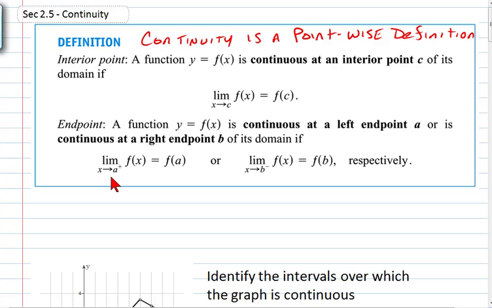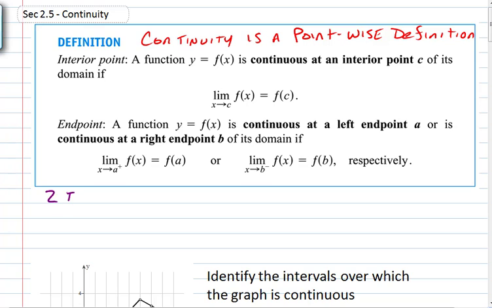It's just that if you're approaching from the left, you want the limit to be defined and to be the same value as the function. And as you're approaching from the right-hand side, you want the limit to be equal to the function evaluated at that point. Now there's two types of discontinuity.